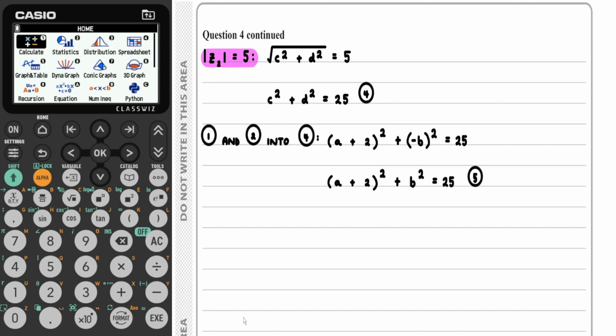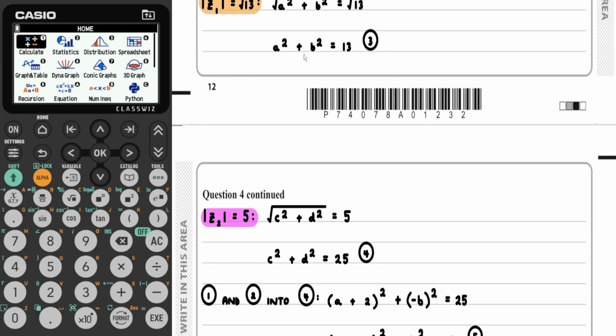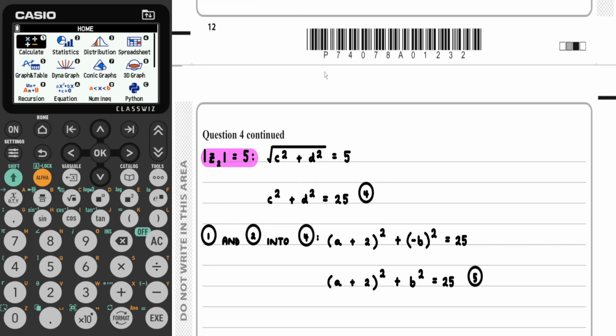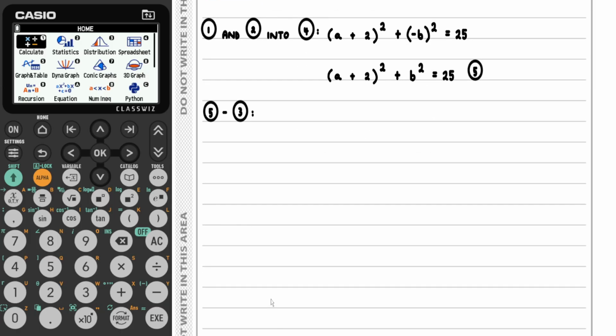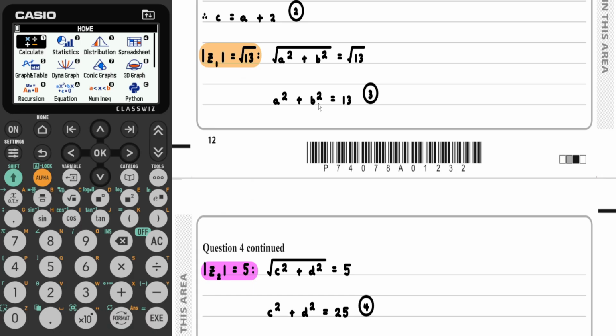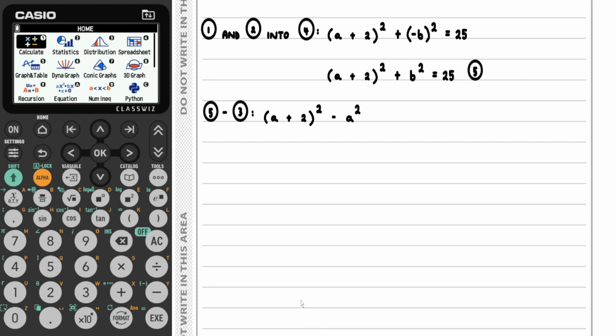And now we can compare this equation 5 with this equation 3, and if we subtract those, we can eliminate the b squareds. So if I do equation 5 take away equation 3, I've got a plus 2 squared, and then I've got b squared, subtract b squared, and then I subtract this a squared with it. And this is equal to 25 subtract 13, which is 12. So I've got a plus 2 squared, subtract a squared equals 12.